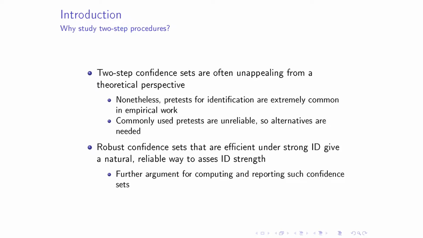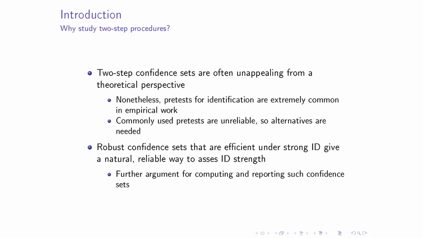However, as soon as we start deciding what approximation to use on the basis of some sort of statistic, we're back in this sort of two-step confidence set world, and so have to worry about these issues, right? And then the point of this paper is that the usual pretests are unreliable, so alternatives are needed.